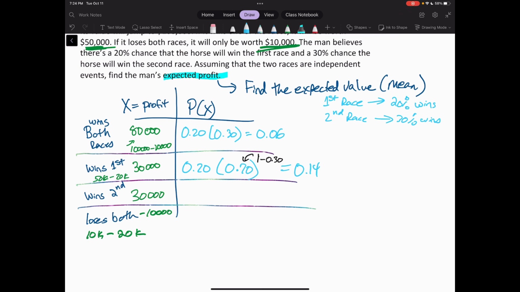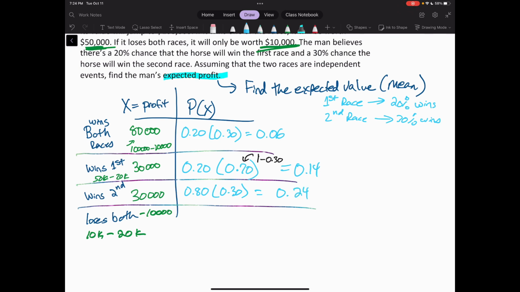Next, what if he wins just the second race? It's kind of the opposite of what we just did, right? So now if he wins just the second race, he has to lose the first race. Well, there's a 20% chance that he wins the first race, so the probability he loses is 80%. Times the probability he now has to win the second race. That probability is 30%. And that should give us 0.24, I believe, yeah.